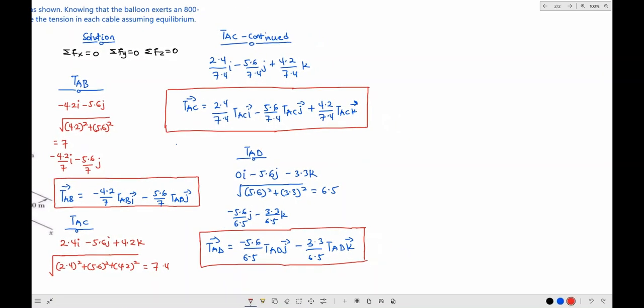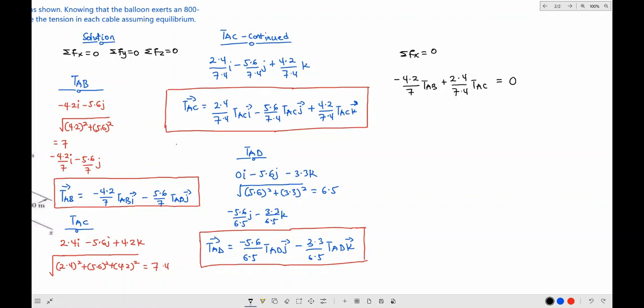Okay, so let's consider the first equation. We have the sum of the forces in the x-axis direction equal to 0, right? So for TAB, the x component is minus 4.2 on 7 multiplying TAB, and then for TAC, the x component is 2.4 on 7.4 TAC, right? And then TAD doesn't have an x component, so we are equating this to 0.